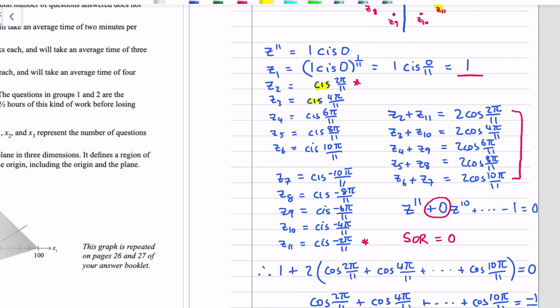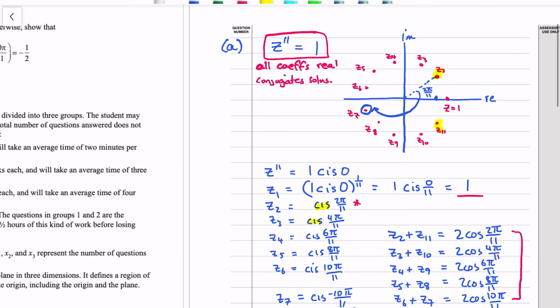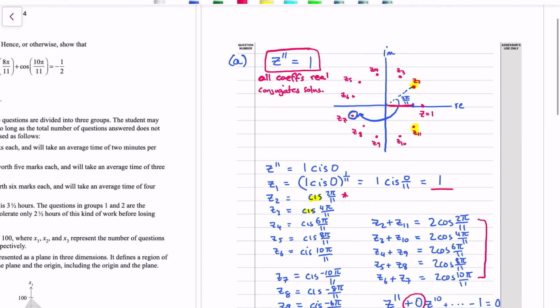Alrighty. Another way of thinking about it would be just to look at the diagram there and just adding up all the solutions. All the imaginary stuff disappears and we're just left with two lots of this height. No, not that height, my bad, because that's the imaginary part. You get two lots of this length, which is 2 cos 2 pi over 11, and then you get two lots of the z3 and z10 adjacent side, and so on. And all of those cancel each other.